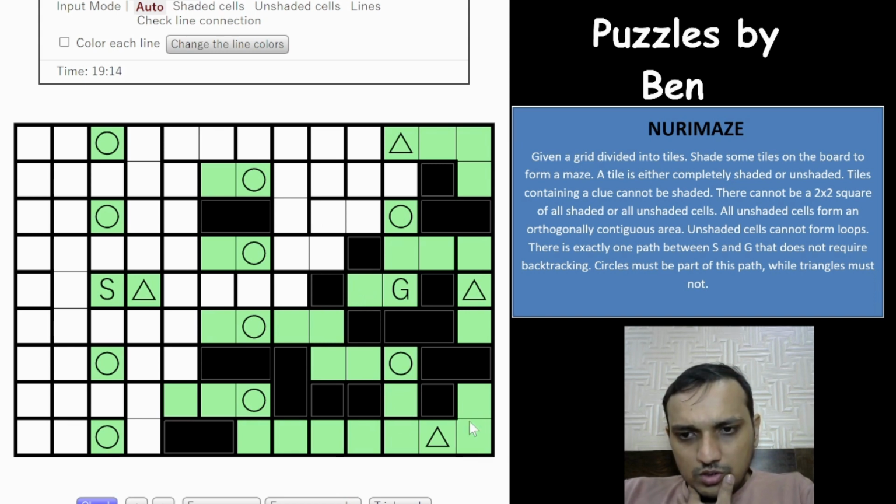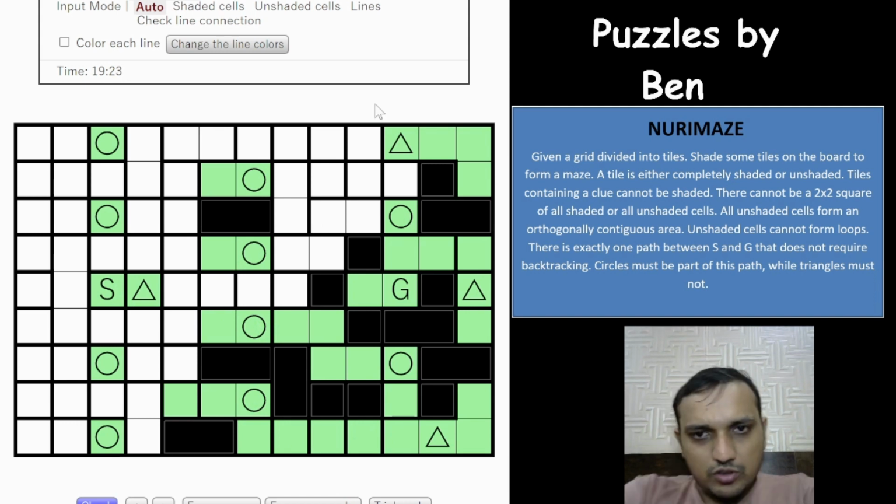Now you have a path that is going through this circle this way. Does it meet this circle or go away? Okay, I'm not sure of it.